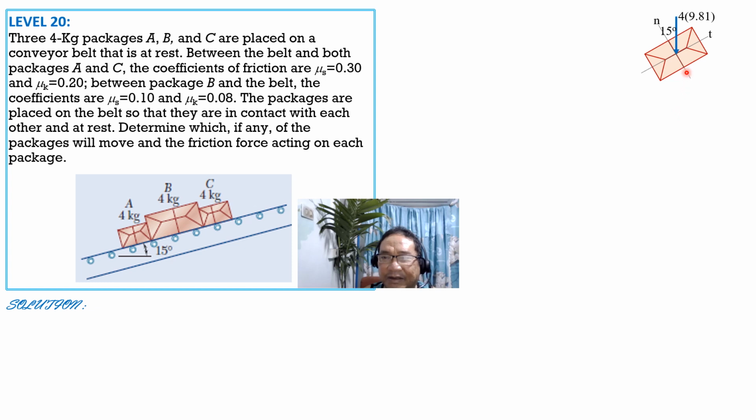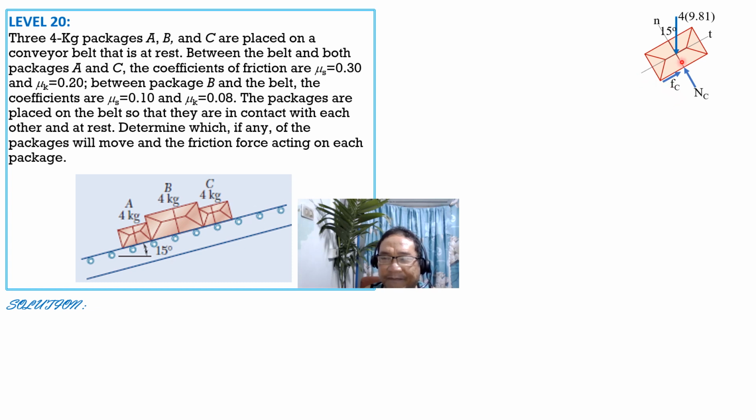And then we have the normal at package C. Friction is up to the right, because the only possible motion of this package is going down. All three packages, if in motion, would possibly be going down. So friction should be opposite, going up. Call that F sub C.